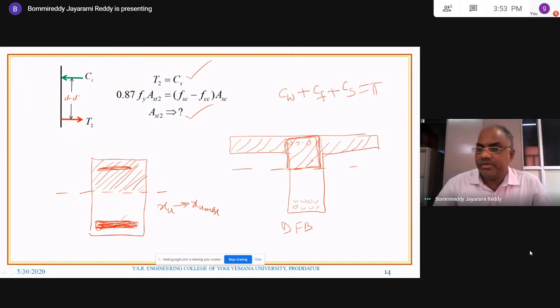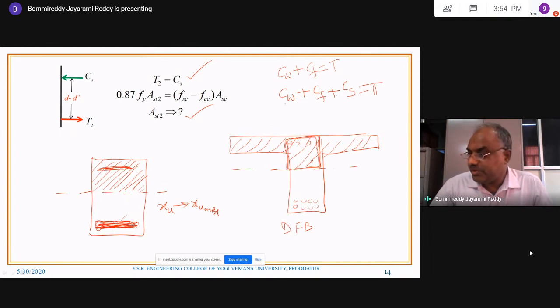So that means in the earlier case, singly reinforced, we are using Cc equal to T only. In case of doubly reinforced, we are using Cc and also Cs, which is equal to T. Now in case of singly reinforced T-beams, Cw plus Cf will be equal to T. This is called a singly reinforced T-beam because there is no compression steel.